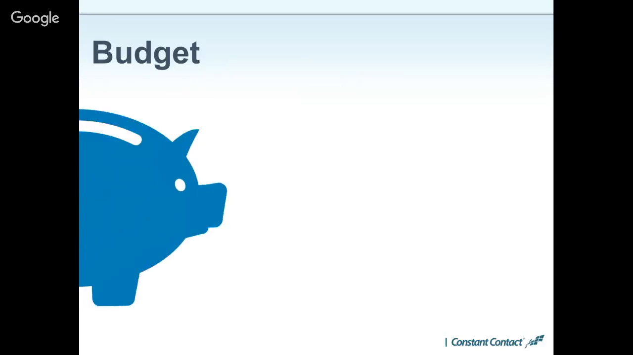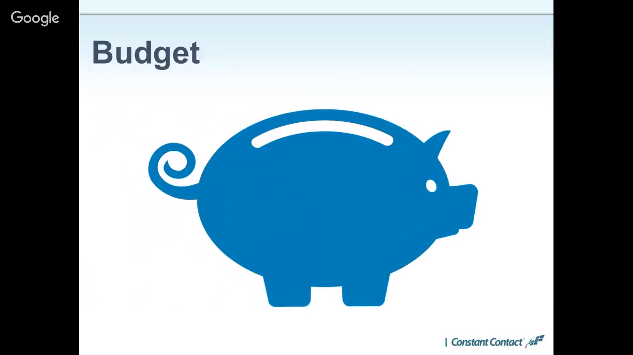If budget's a driving force behind why you haven't started email marketing, you can leave that worry behind. Constant Contact is very competitive, starting at about $20 a month for unlimited email marketing.